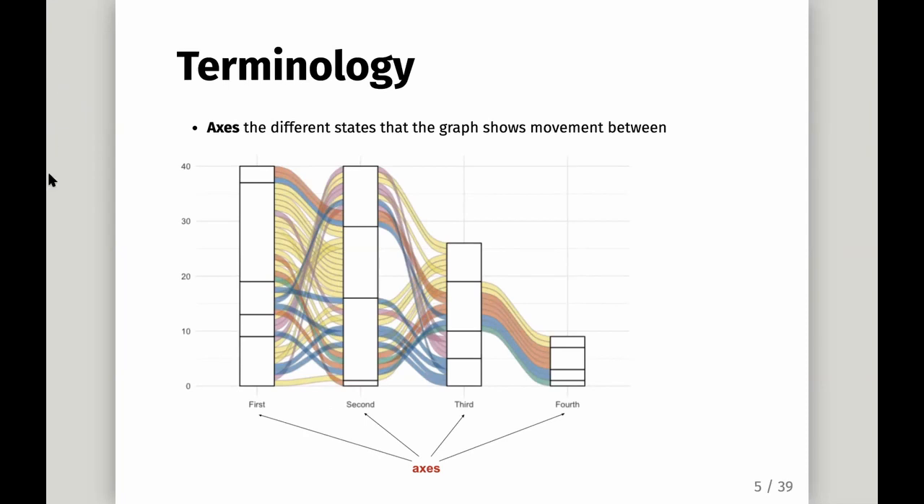All right, so we've got our axes. These are our different states where the graph is showing movement between. Here I have a completely blank graph. This is an example that we'll see later on, but here I've stripped away most of the labeling just so that it's very easy to focus on these elements of the graph. We've got these axes here. I've labeled them really plainly: first, second, third, fourth. These are the different states that we're going to see movement between. We call those axes, and that's on our x-axis. On our y-axis, we see these strata, and these are groups that we're going to see at each axis.